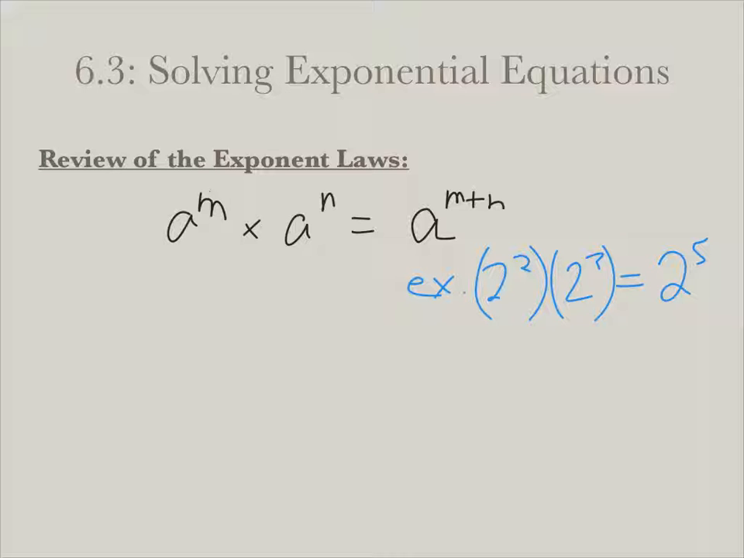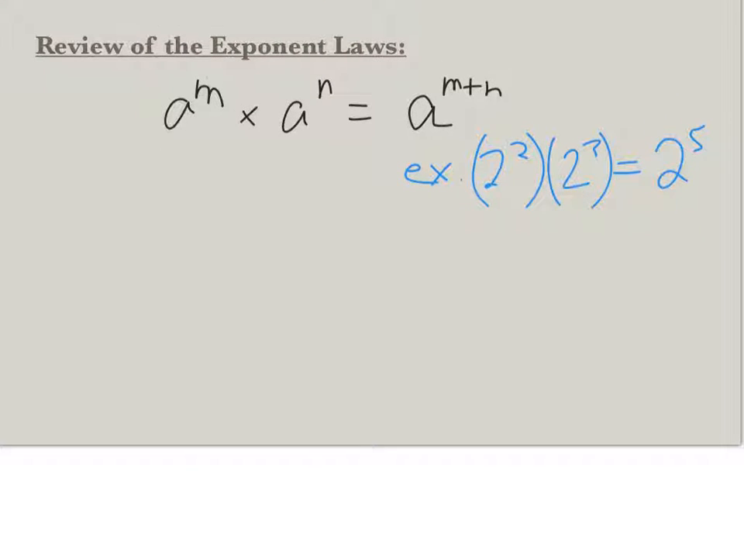Then the next rule, also pretty straightforward, is if you have a to the m divided by a to the n, you do what? Subtract. So it would be a to the m minus n. So again, if you had something like 2 to the power of 8 divided by 2 to the power of 3, you would subtract the 8 and the 3 and get 2 to the power of 5.